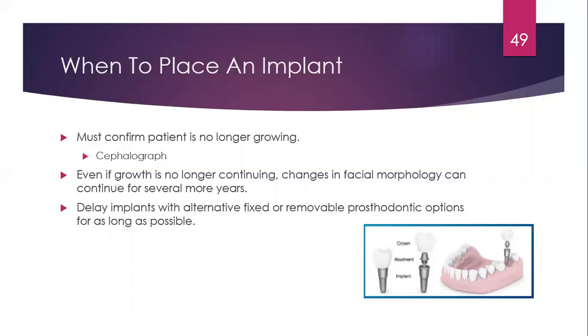You need to confirm whether or not that patient is still growing. So you want to use a cephalometric type of radiograph, and you're looking at the spine itself, just to see if the bones are still growing. Even if growth is no longer continuing, changes in facial morphology can still occur for several years. So you may want to delay implants with alternative fixed or removable prostheses as an option until that patient is done growing.